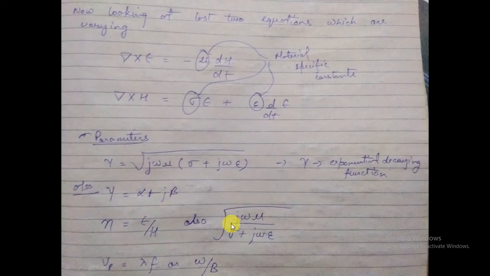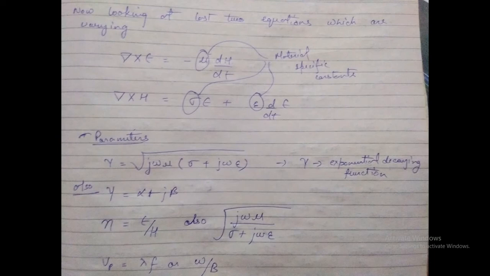Now, the most basic formula that we can apply to every medium is gamma equal to square root of j omega mu times (sigma plus j omega epsilon). It uses all three material constants to give us the value of the exponential decaying function, that is, our propagation constant. These three, mu, sigma and epsilon, depend on the medium, so when we go from medium to medium, it will change accordingly.